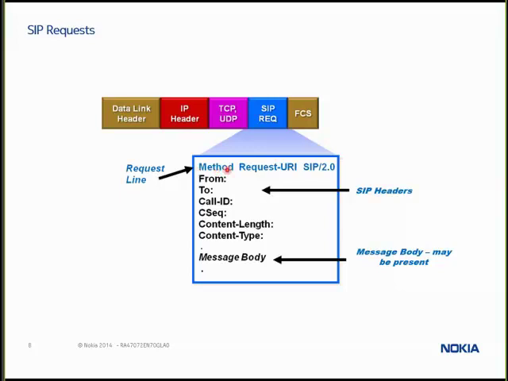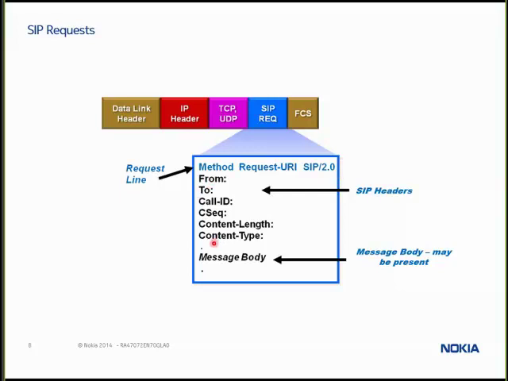So we're going to have a request line. It'll be a method of some kind, so the word method will be replaced with the type of method we're using. And we're going to use the request URI, so we're going to send where we're sending it to. And then we use the protocol that we're using, which in this case is SIP 2.0.